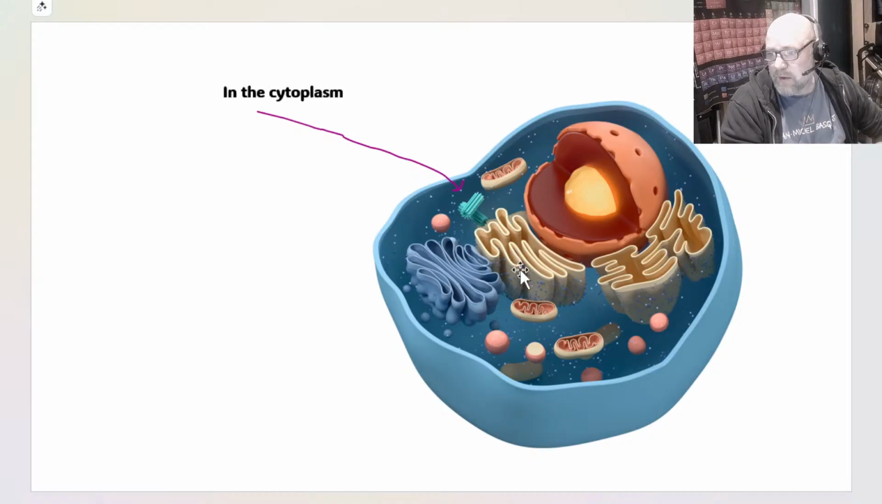Okay, and then you've got the rough endoplasmic reticulum, ribosomes, what's that, the Golgi apparatus, something like that. Okay, anywho, vesicles, whatever. Let's get on.